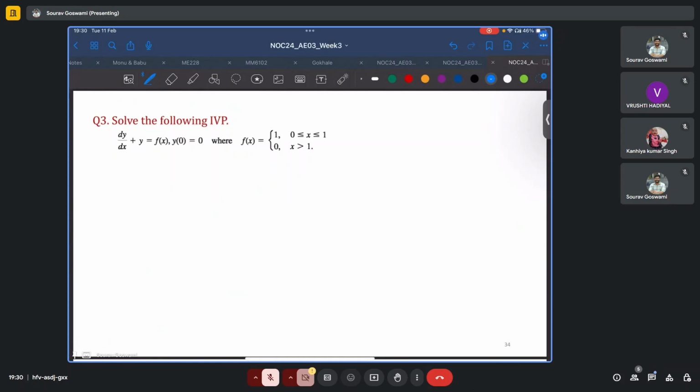Here we are asked to solve the initial value problem dy/dx plus y equals f(x), and y at x equal to 0 is equal to 0. The function f(x) is prescribed as equal to 1 if x lies between 0 and 1, both inclusive, and equal to 0 for x greater than that. So it might just help if you can have a plot for f(x).